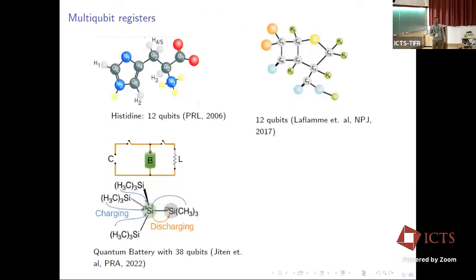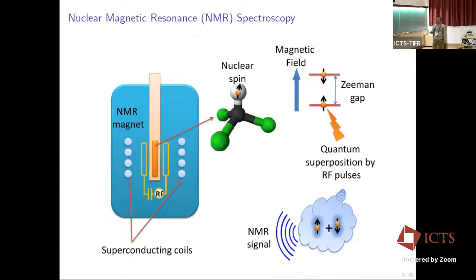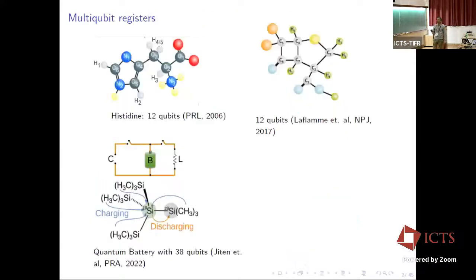Now, what kind of registers? Earlier I showed one spin, but we can take a collection of them. Here, all these are carbon-13 isotopes, so they are all spin half, and there are 3 nitrogens. They are also N15 isotopes, so they are also spin half. And then we have hydrogens. They are also spin half. So we have 12 qubits here.